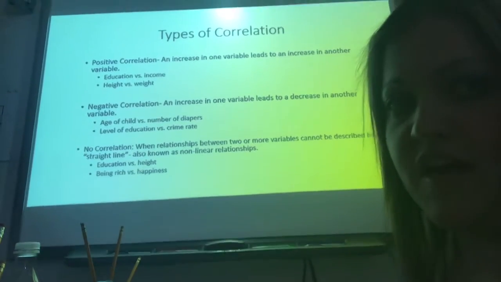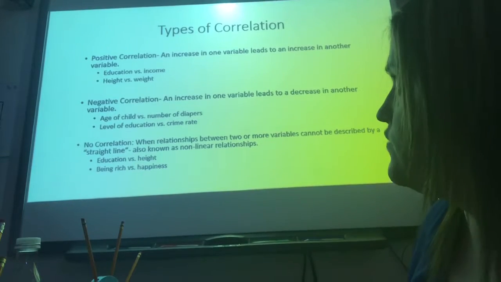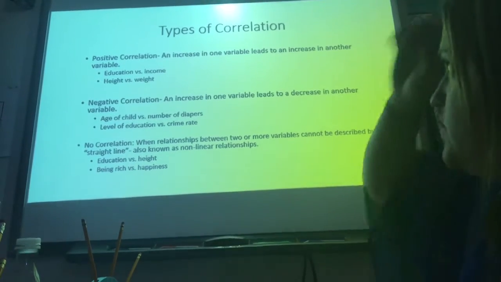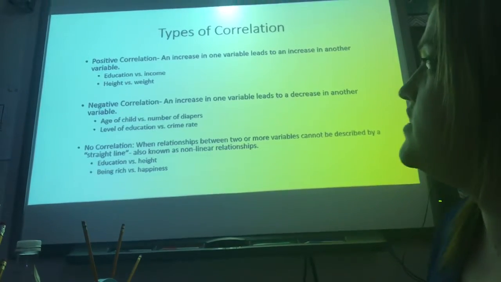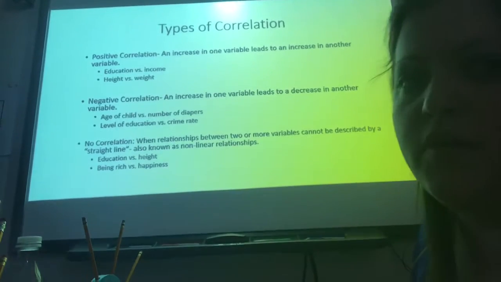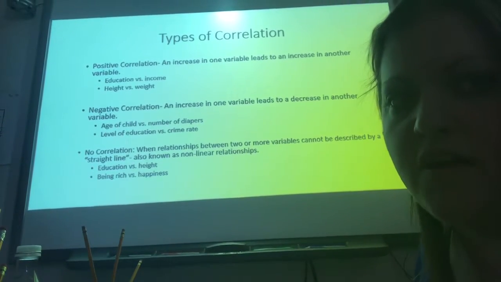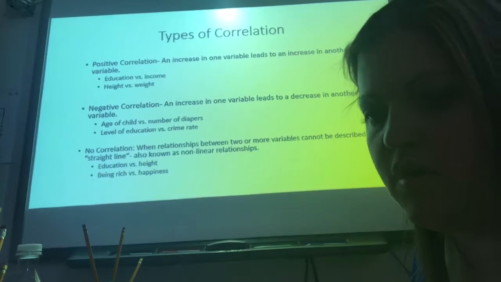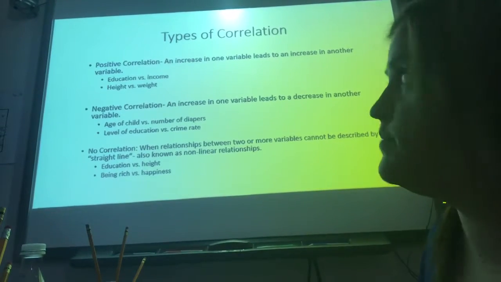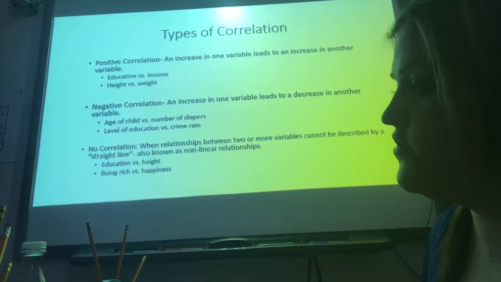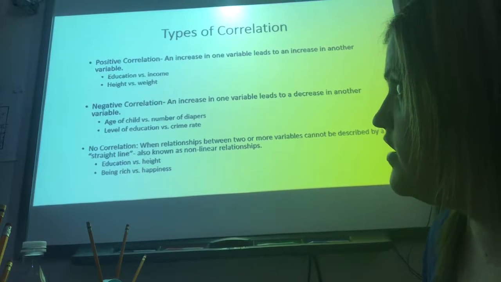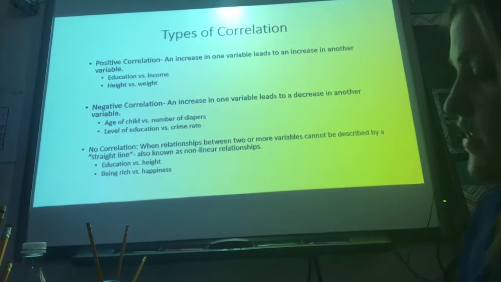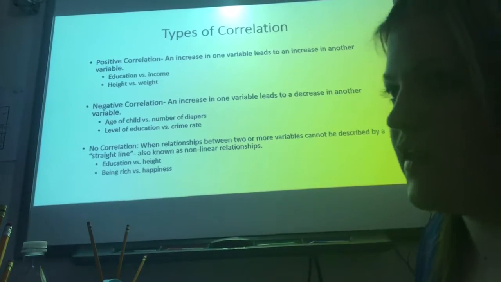So there are different types of correlation. You have a positive correlation, which is an increase in one variable that leads to an increase in another. For example, a person's education: generally the higher the education, the better their income. Not always, but generally speaking. You can also determine height versus weight. That will also generally give you a positive correlation.